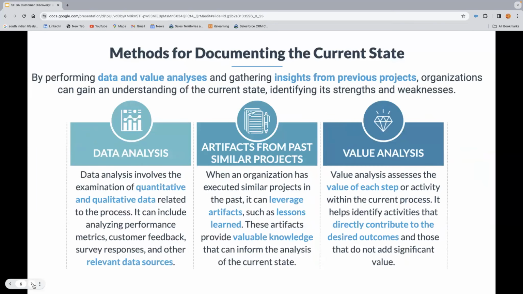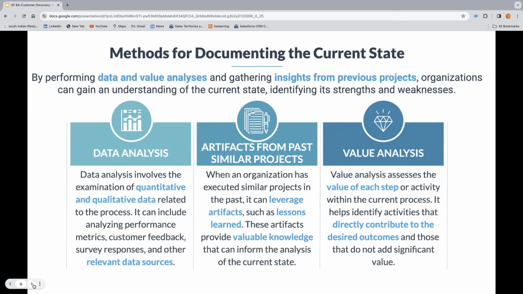Methods for documenting the current state. By performing data and value analysis and gathering insight from previous projects, organizations can gain an understanding of the current state, identifying its strengths and weaknesses. Data analysis. Data analysis involves the examination of quantitative and qualitative data related to the process. It can include analyzing performance metrics, customer feedback, survey responses, and other relevant data sources.